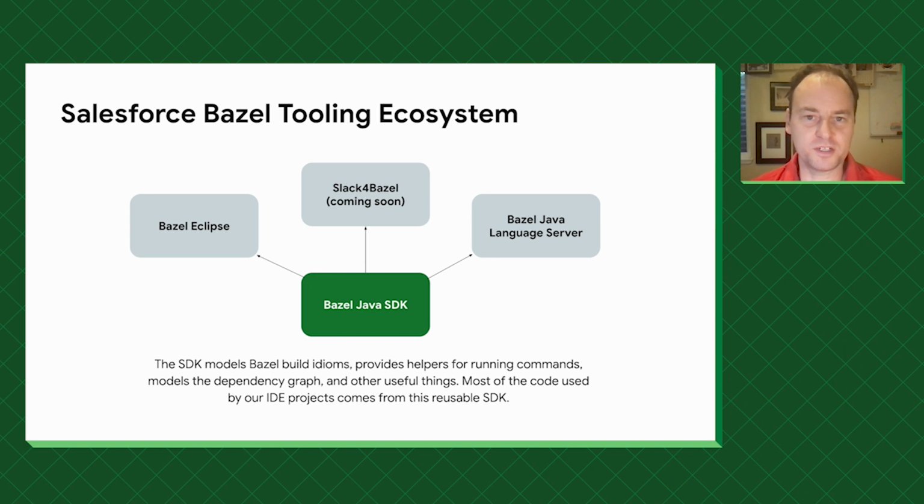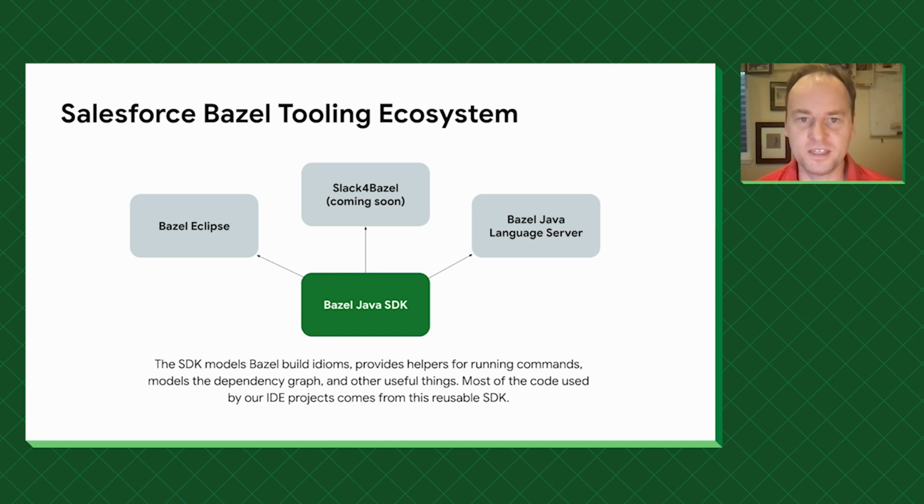First, I just wanted to show a high-level overview of how these projects relate to each other. We work on Bazel Eclipse on my team, and Gunnar works on a language server that is used for VS Code integration on his team. Most of the code that we work on is actually shared. Probably 85 to 90% of our code is shared across the two projects in a centralized library that we call the Bazel Java SDK.